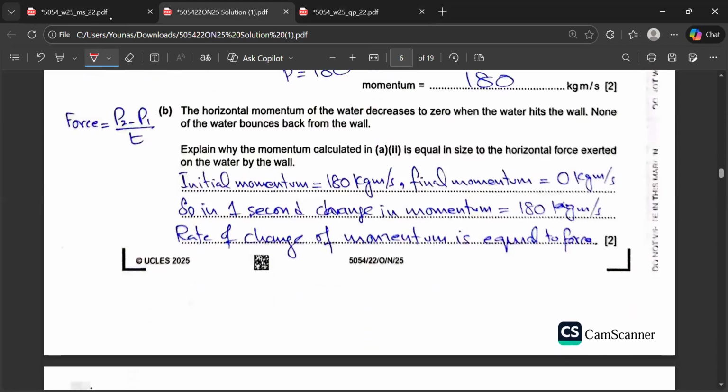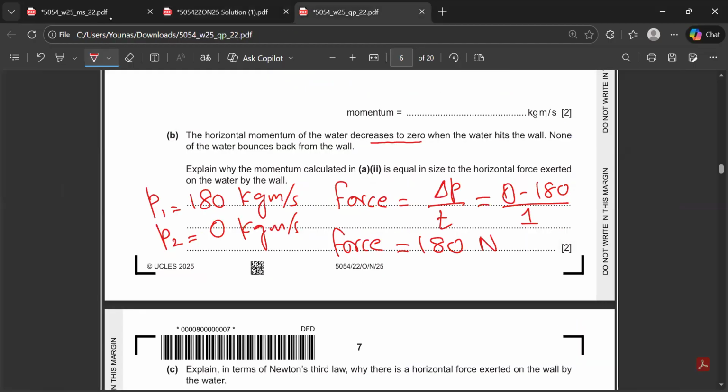The horizontal, explain why the momentum collected is equal to the size. Okay. Initial momentum is equal to 180 kg meter per second. Final momentum is 0 kg meter per second. So in 1 second, the change in momentum is equal to 180 kg meter per second. The rate of change of momentum is equal to the force. So you can see that force is equal to the change in the momentum, the rate of change of momentum, and also equals the initial momentum.